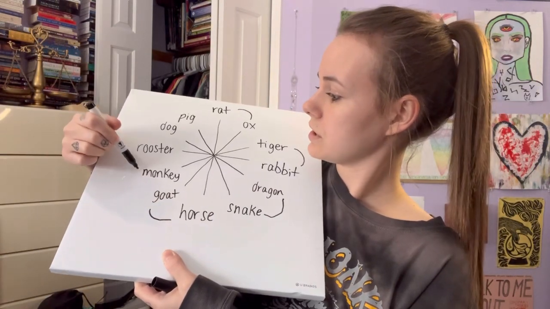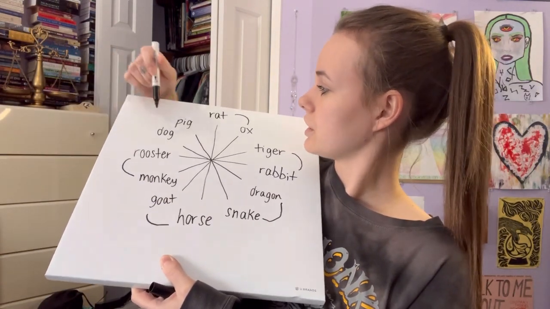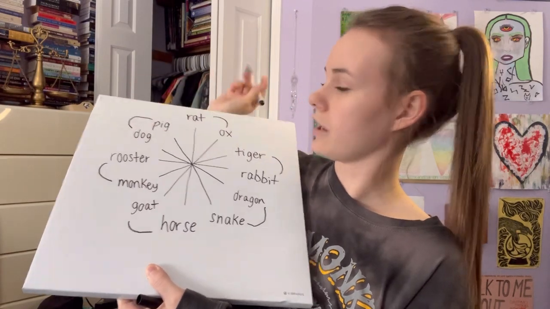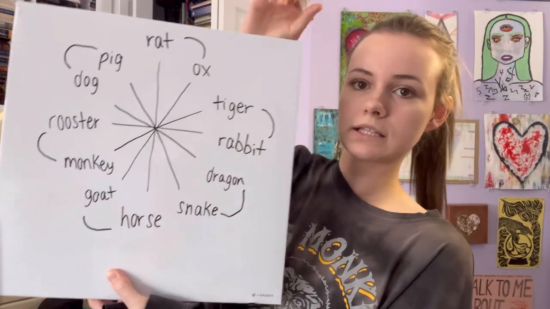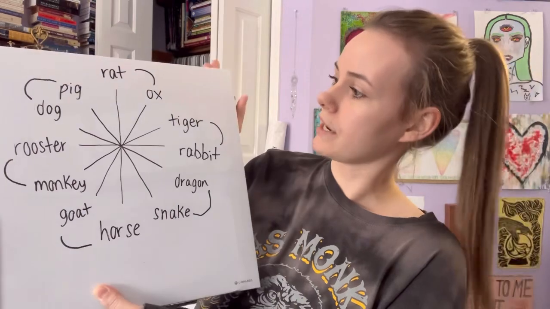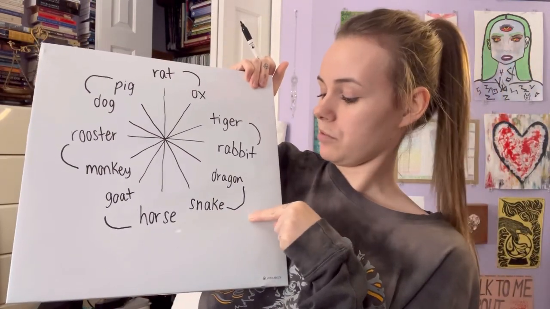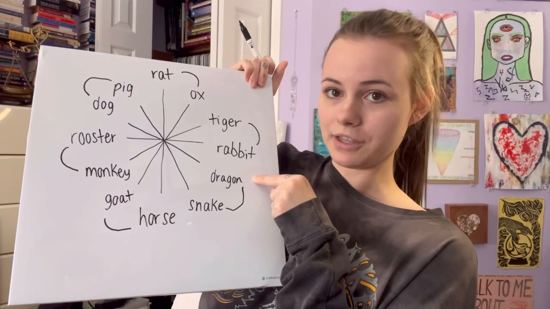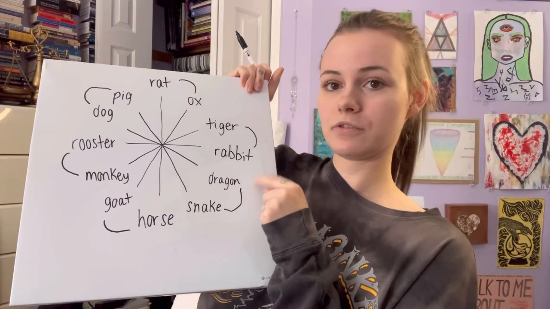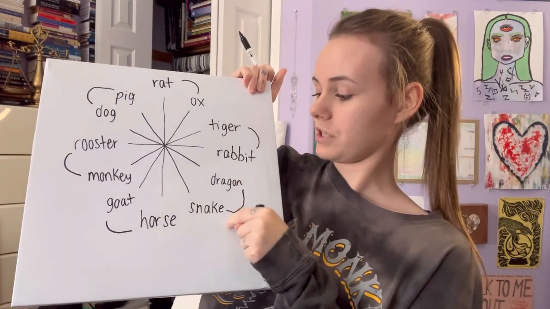Horse and goat, monkey and rooster, and dog and pig. So those are like the little couple friend groupings that we have here. I am a snake. I am often friends with people born the year before me in the year of the dragon. People born the year of the dragon are often friends with people born the year of the snake.